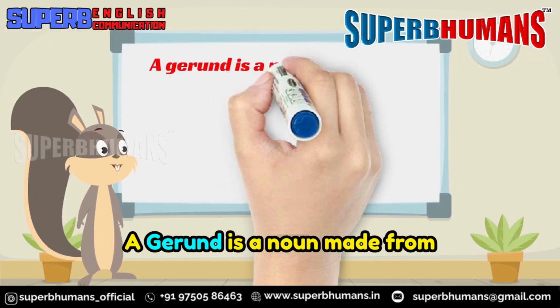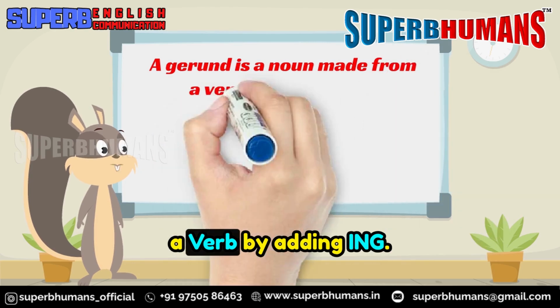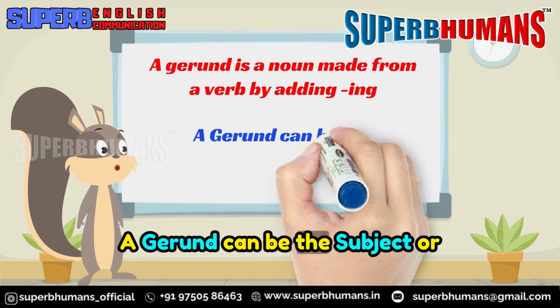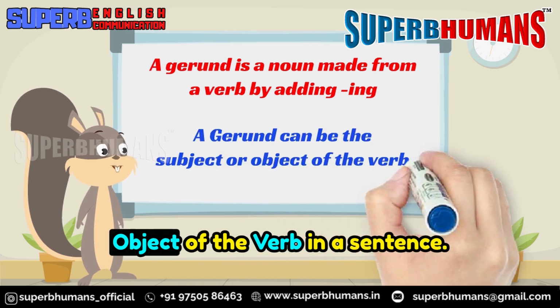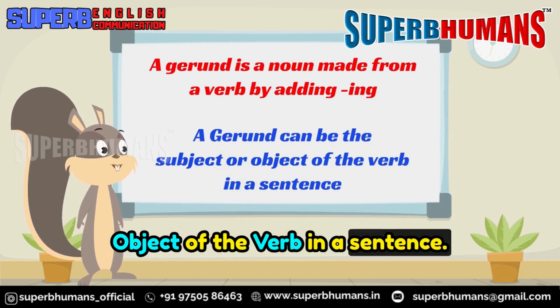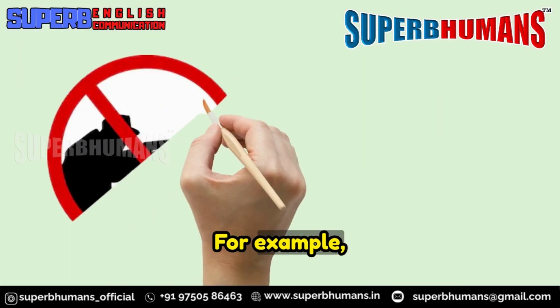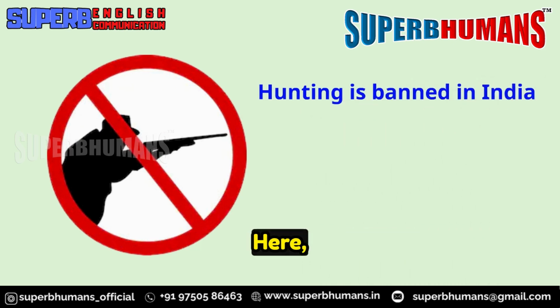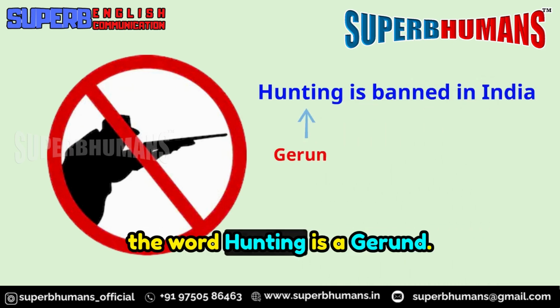A gerund is a noun made from a verb by adding ing. A gerund can be the subject or object of the verb in a sentence. For example, hunting is banned in India. Here, the word hunting is a gerund.